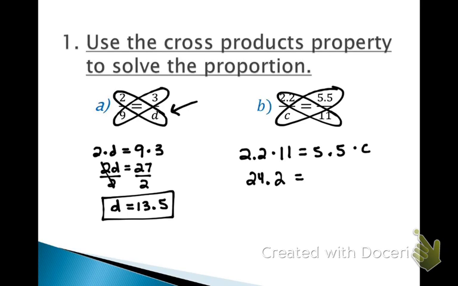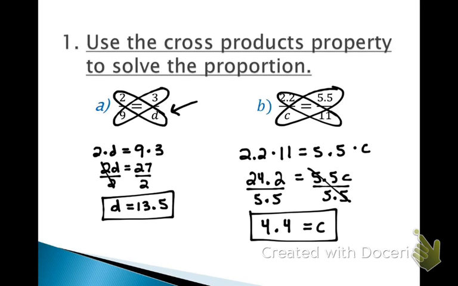24.2 equals what is 5.5 times C? 5.5C. My whole goal is to get C by itself. Jakari, what do I have to do to get rid of that 5.5? Good job. Divide 5.5 to both sides, because what I do to one side, I have to do to the other. These ones here canceled out. I'm left with plain old C equals what, guys?